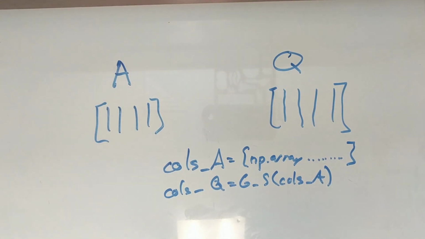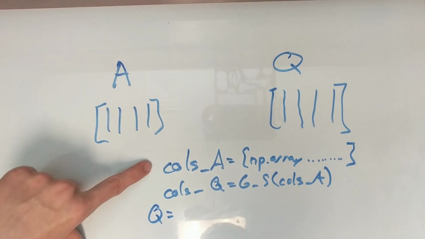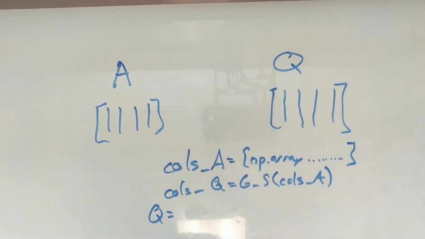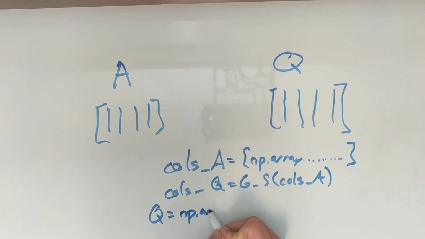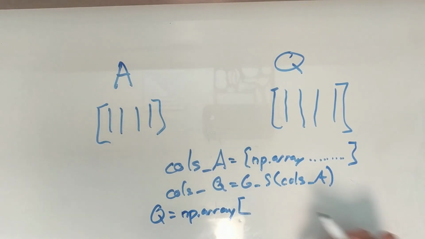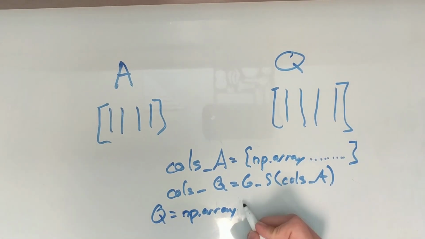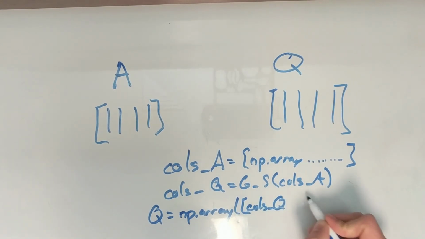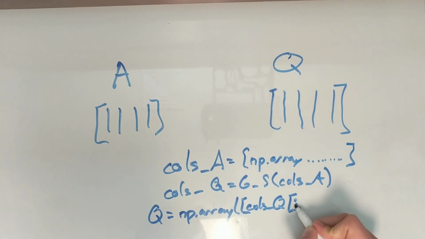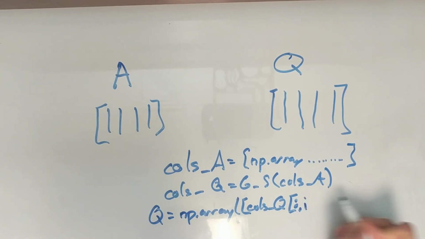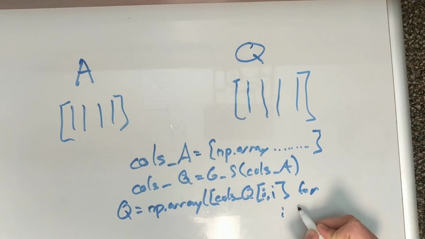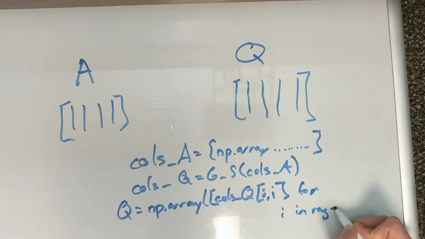However, we don't want the columns of Q, we want Q itself. And so this is what I would suggest. This is very, very similar to the columns of A. It's saying if we have a list of the columns, then to get the original Q matrix, we would do np.array. My bad, that should be a parenthesis. np.array of columns of Q at, and that's a colon, by the way, and that's my I, for I in range of the length of A.